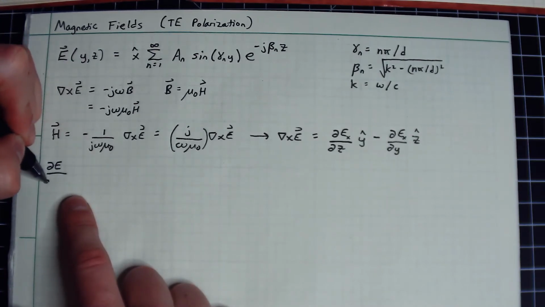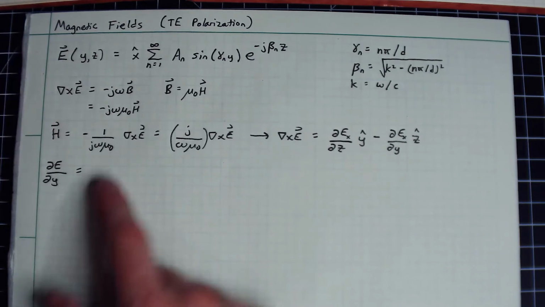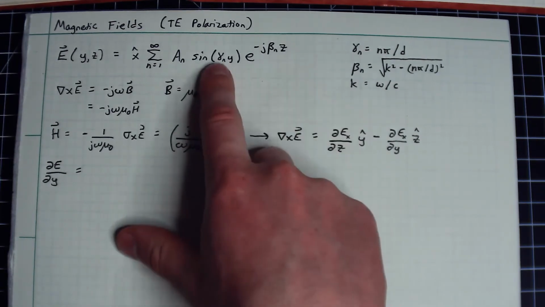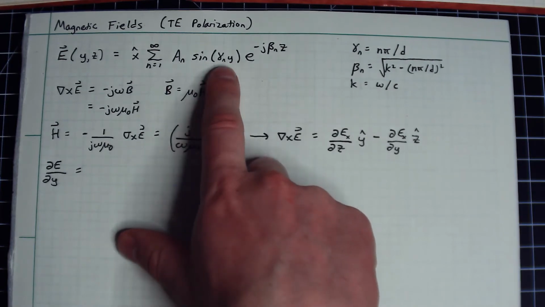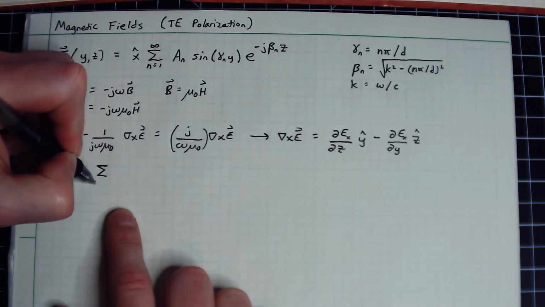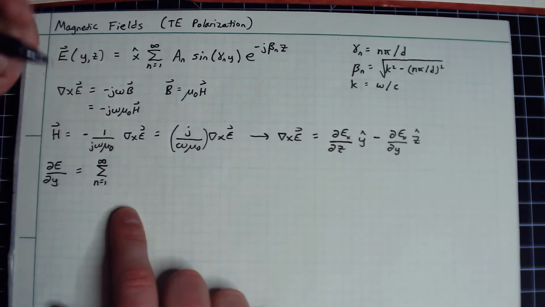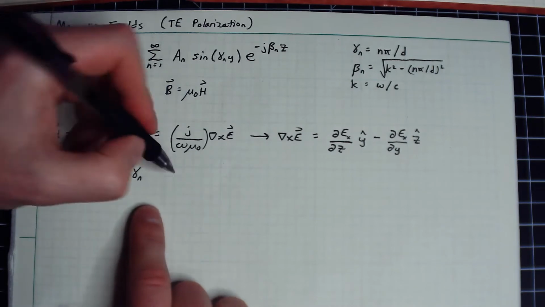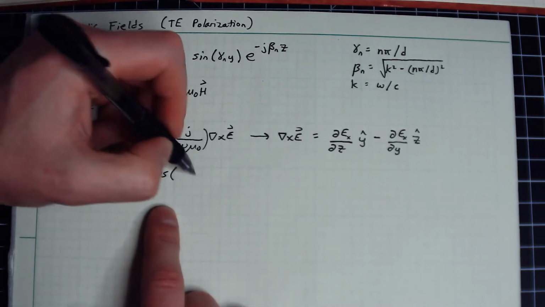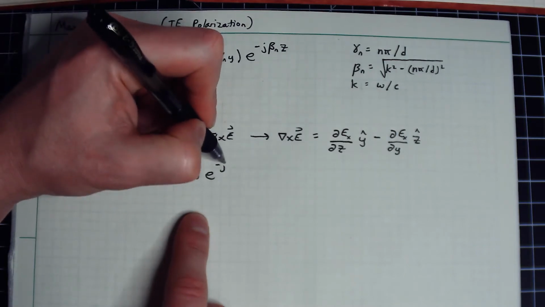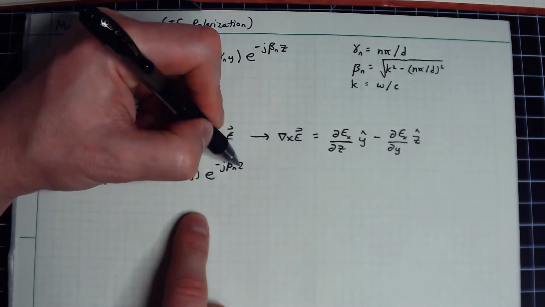So the partial of E with respect to y, you just apply the partial derivative operation here, and because it's separable, this sine here is going to turn into a gamma n cosine. So what we'll have is the summation from n equals 1 to infinity, a sub n gamma sub n cosine of gamma sub n y times e to the minus j beta sub n z.